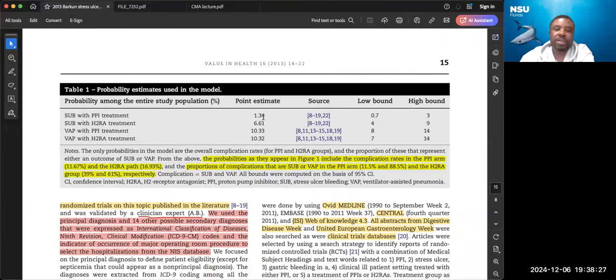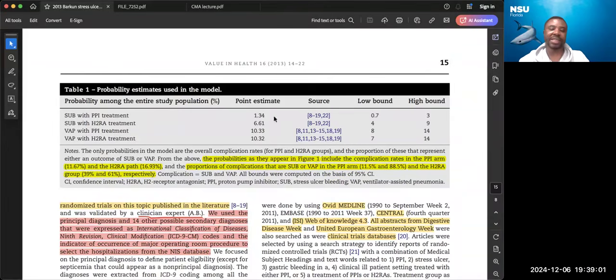The H2 arrays, the patients in H2 arrays, they had more stress ulcers because they had 6.61. And then the patients in the PPI, they had 1.13, which is less stress ulcers. For the VAP, even though it's almost the same, you could see that the PPIs have a side effect of causing pneumonia more than those in the H2 arrays.